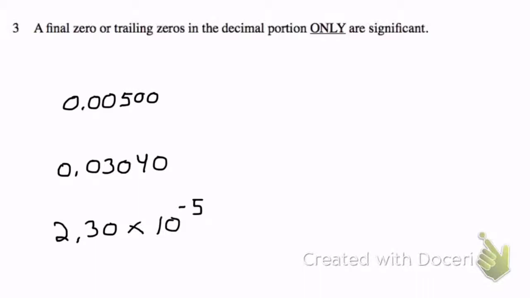The third rule is the most difficult to understand, but once you fully understand it, it's no more difficult than the first two. The final rule says that final zeros or trailing zeros in the decimal portion only are significant. So we look at our first number and we see that 5 is the first non-zero number. So according to our rule from step 1, we know that that's significant. Then, taken from what we learned from step 3, a final zero or trailing zero in the decimal portion only are significant. We can see that the 0 and the 0 after the 5 are trailing digits. Therefore, this number has 3 sig figs.